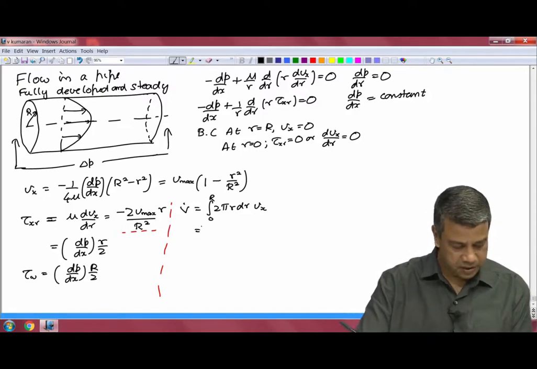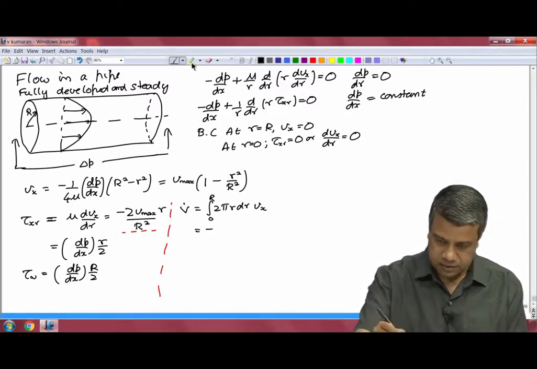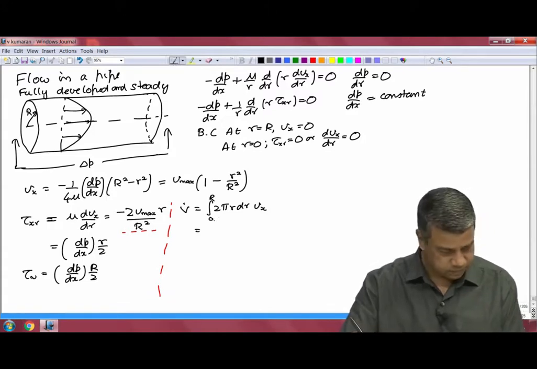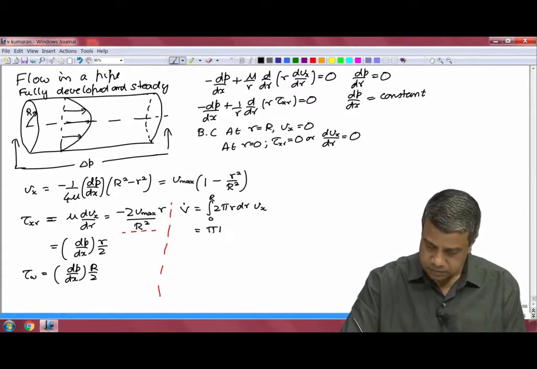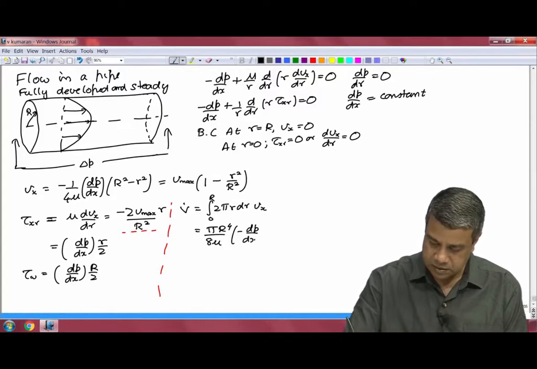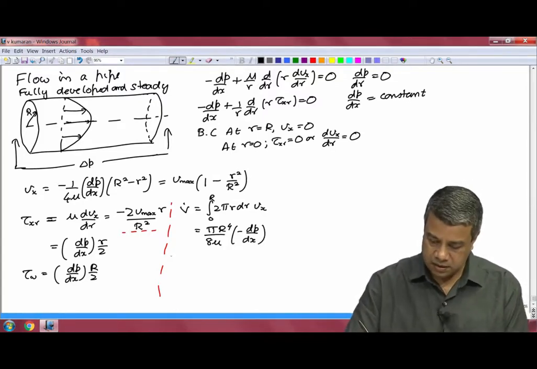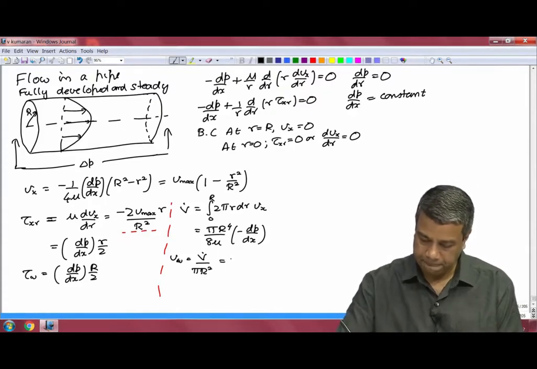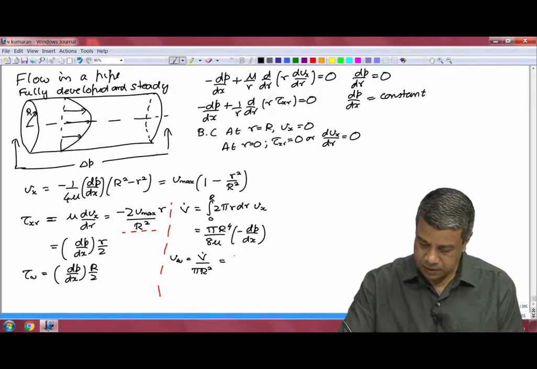And that was equal to minus, let me write this as r power 4 by 8 mu into minus dP by dx. And the average velocity is equal to the volumetric flow rate divided by the cross sectional area pi r square. And this was equal to r square by 8 mu into minus dP by dx.